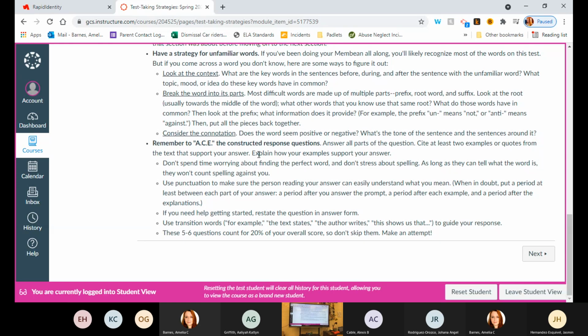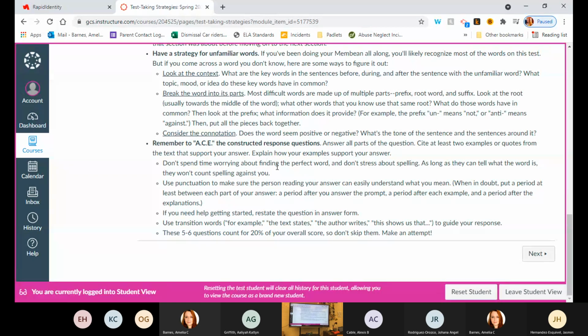And then for constructed responses, we're going to spend a lot of time in the next session on constructed responses, but there's a strategy for it. We call it ACE. It stands for answer, cite, explain. So answer all parts of the question, cite textual evidence, explain how your examples support your answer.